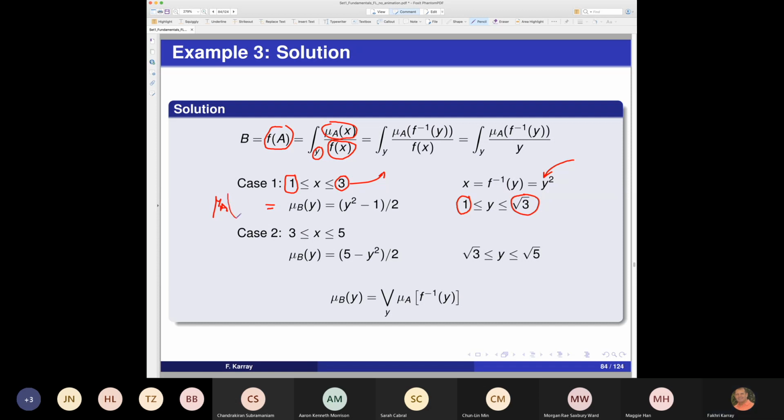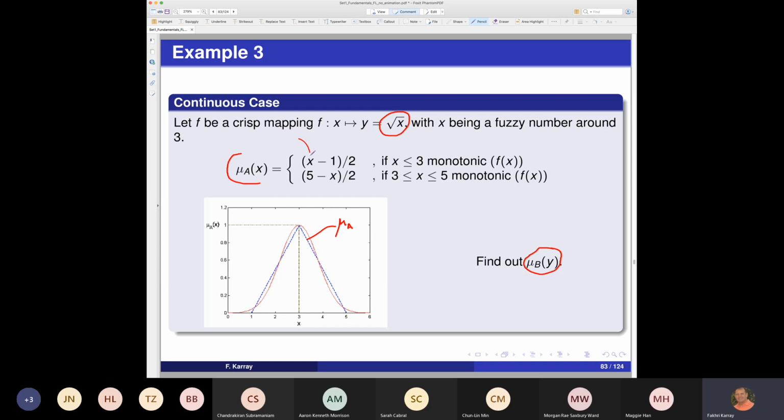f minus 1 of y. So it is equal to mu B of y, which is given by y squared minus 1 divided by 2. So y squared, because now in the space of y it becomes y squared, because we have done the inverse. Remember that it's mu A of f minus 1 of y. So this is y squared minus 1.